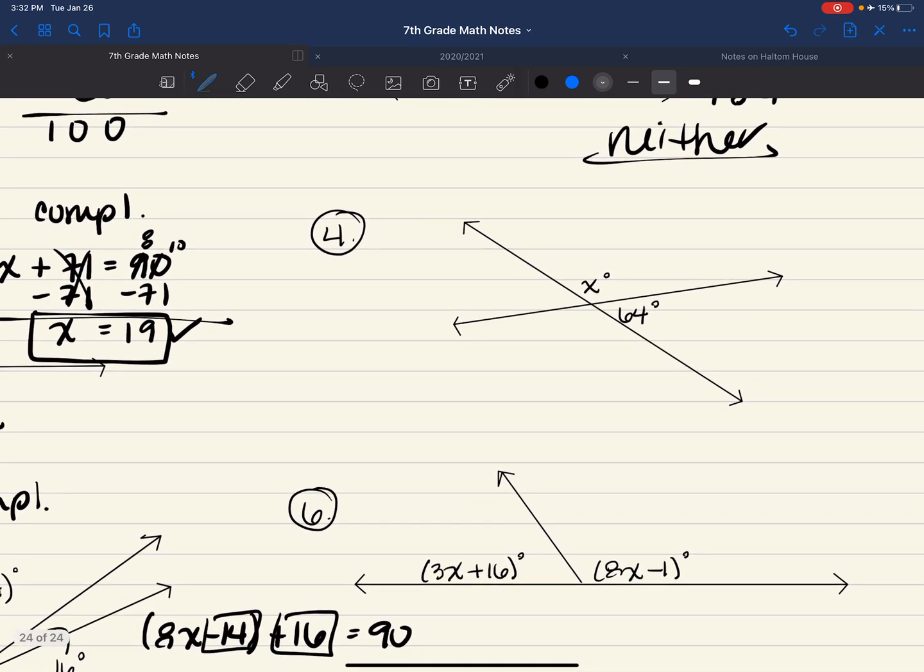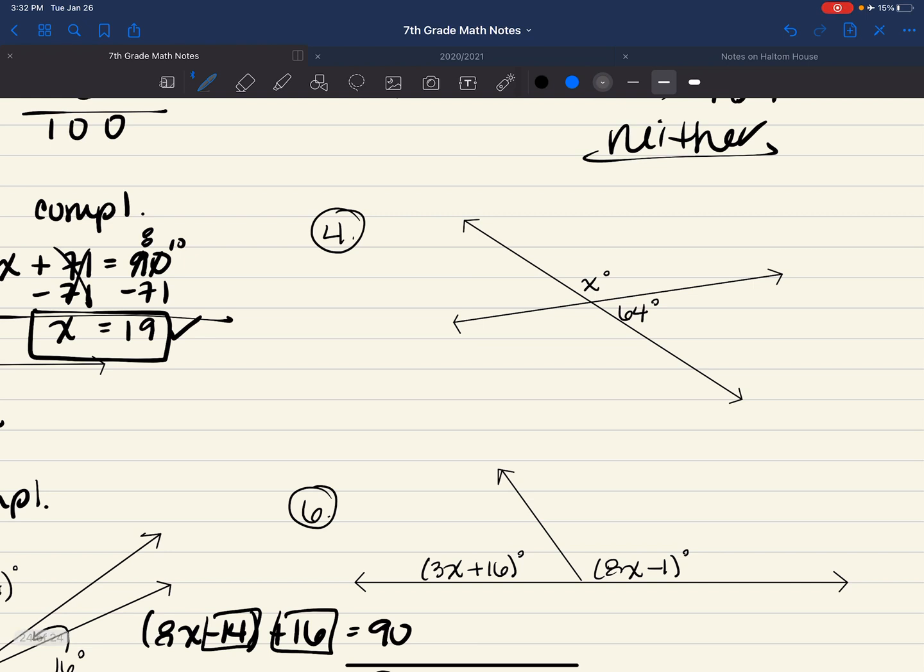Now, number 4, I know it's supplementary just because it is a full-on straight line. That, and in 7th grade or even in middle school, the questions aren't necessarily trying to trick you. It's a straight line, which means it is supplementary. So I know that I need to add these angles together to get to 180. So using algebraic properties, x plus 64 needs to equal 180 degrees. I see addition, I'm going to do subtraction.